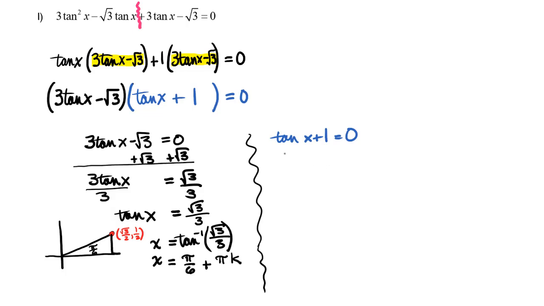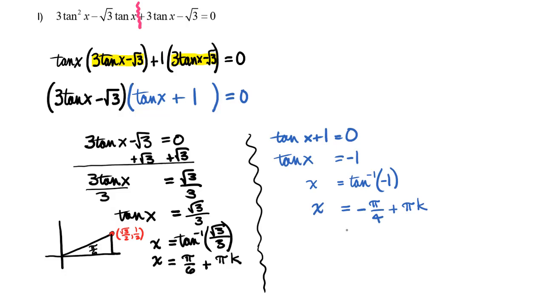Now let's look at the other one. We have tan x plus 1 equals 0, so I'm going to subtract 1 from both sides, and that will give me tan x equals negative 1. That means that x is equal to tan inverse of negative 1, and we happen to know that that will give me a solution of negative pi over 4. And I can then solve this for all the solutions by adding a plus pi k.